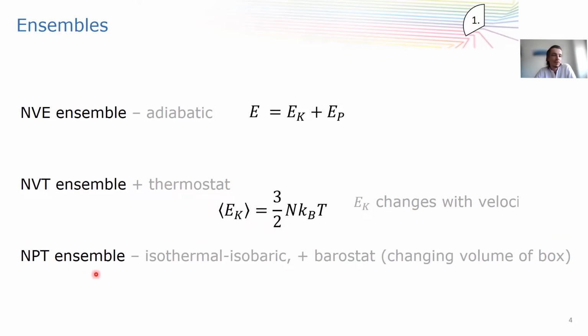The third example is the NPT ensemble. The number of particles, pressure and temperature are constant in this case, and we can keep the pressure constant by changing the volume of our simulation box. So these are three examples.